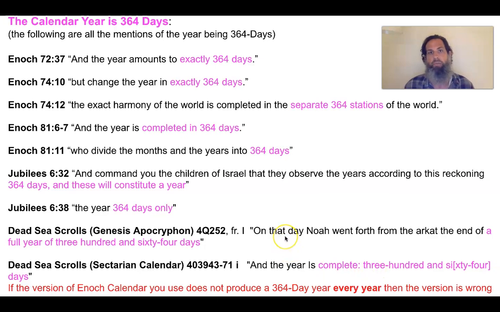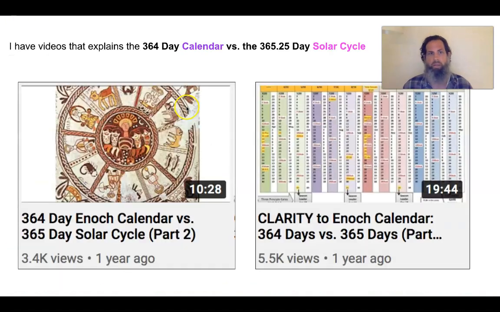If the version of the Enoch calendar you use does not produce a 364-day year every year and also accounts for the spring equinox, which is the 365th day of the solar cycle, and the leap day that happens every 4th year, then your calendar version is wrong and incorrect. I have several videos that explain the 364-day calendar versus the 365.25-day solar cycle. If you haven't seen these videos, I suggest that you educate yourself. But this will provide the clarity that you're searching for into comprehending and understanding the difference between the calendar and the solar cycle.